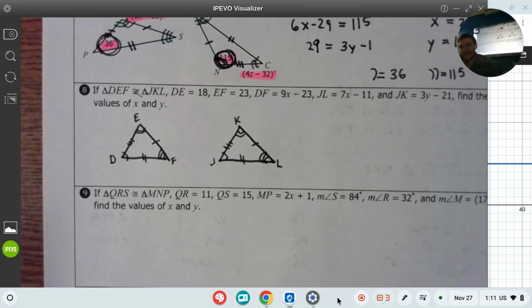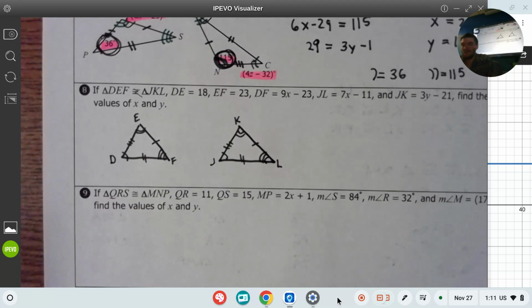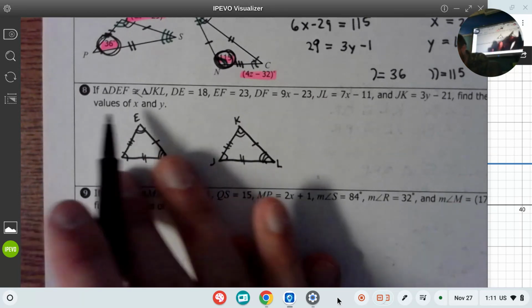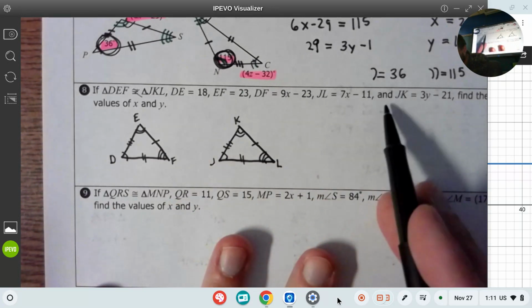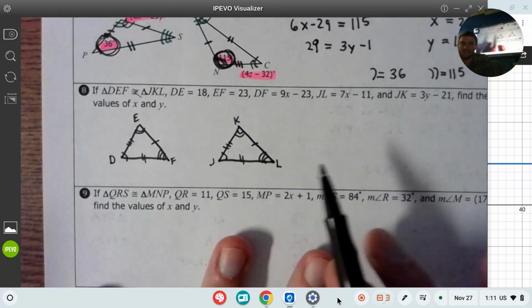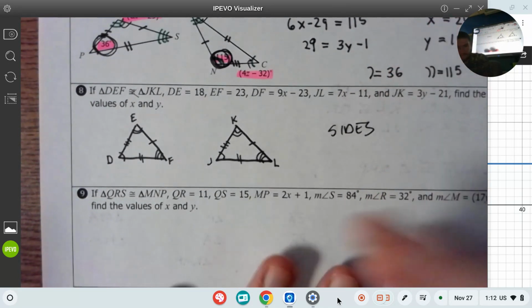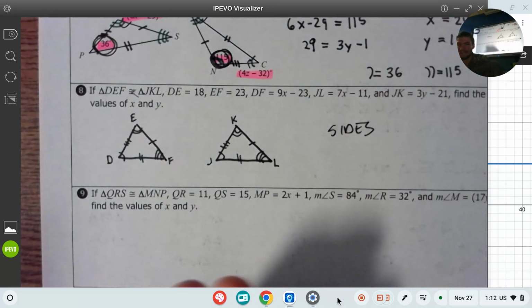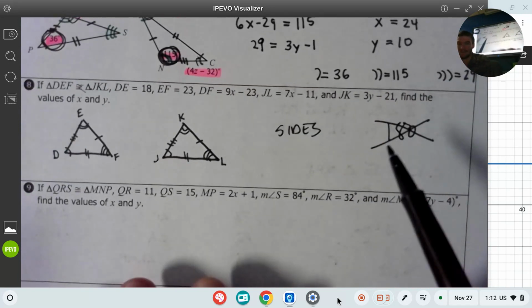I will say, before you start a question, do what we did on 6 and 7. We decided, is this talking about sides or is this talking about angles? And make sure that you organize yourself in that way. When I look at 8, it's talking about DE, EF, DF, JL, JK. Those are all sides, right? I'm thinking for this one, we're dealing with sides. Nothing to do with 180, because these are sides. So we're not going to set up a 180 equation here.